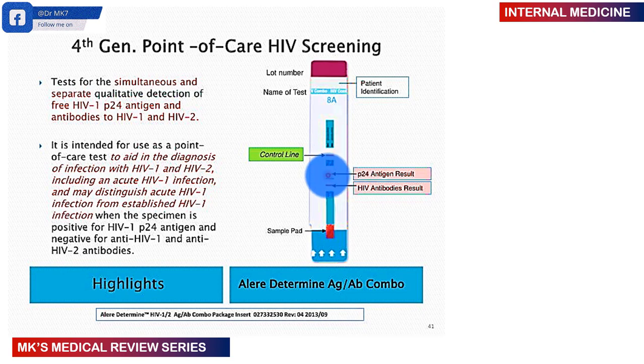The first line here after the control line is the P24 result. So if you have this line positive, this line positive, and this is for the antibodies, if all three of them are positive, then definitely this person does have HIV. Then, of course, this is the sample pad where you place the sample. So if you get a positive result from this, then you have to order a second test.